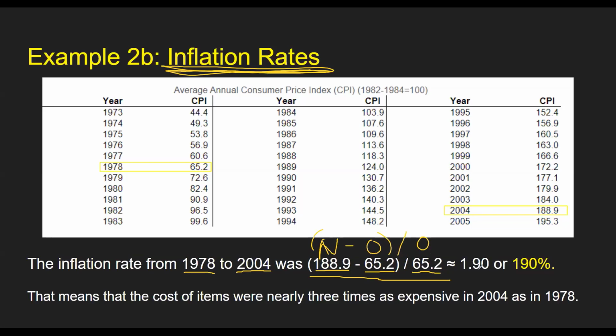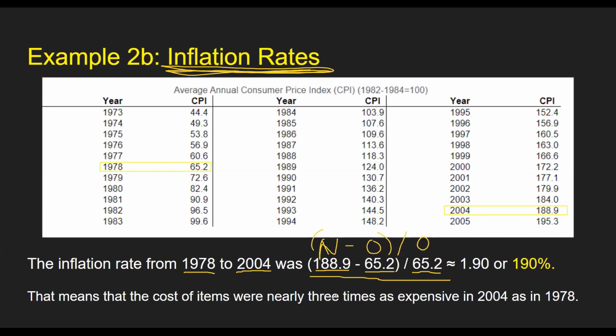Plugging in those indices, I get 1.9, but remember that the relative change formula is always giving you a percentage. So the inflation rate from 1978 to 2004 was nearly 200%. If you'll recall homework from the beginning of chapter 3, that makes sense with these values, because the index here is about 3 times that, so that means it increased by about 200%. So this seems like a reasonable value.